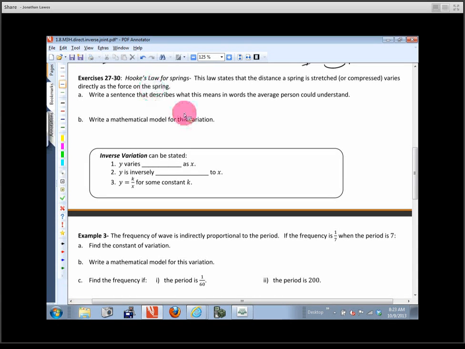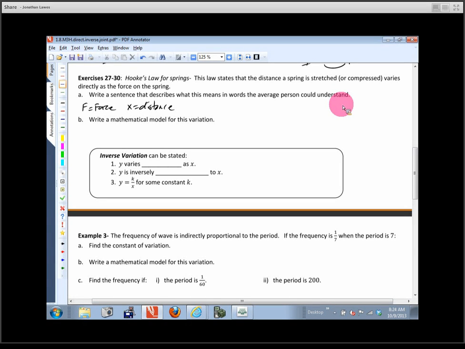So let's declare some variables. Let's say F is the force, and let's say x is the distance. Now, I could use d for distance, that would be fine, but it's a little more conventional to use x for that distance. It says, write a sentence that describes what this means that the average person could understand. Well, if you were listening, I just gave you a couple ways that you could say that. So write something down, and then I'm going to ask for some people to share that.